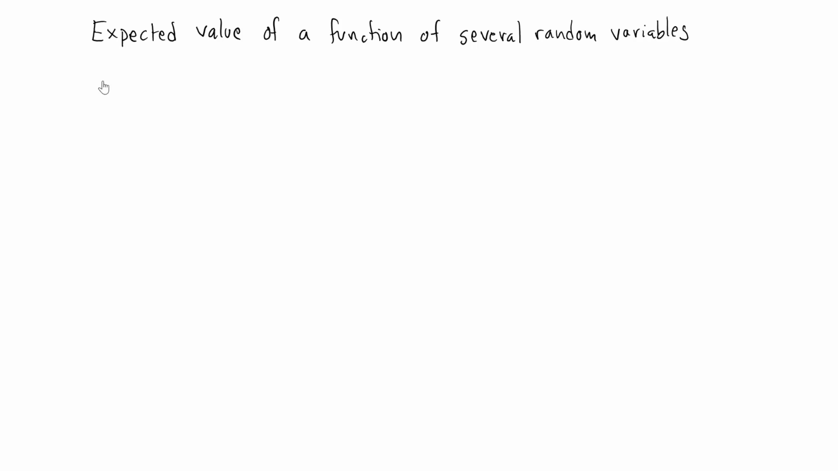If I have a single random variable x and I define a new random variable z as a function of x, then we have a very nice formula for figuring out the expected value of z. The expected value of z is the sum over all possible outcomes of the x random variable, g of xi times f of xi, where f is the probability mass function. That is the formula if x is a discrete random variable.